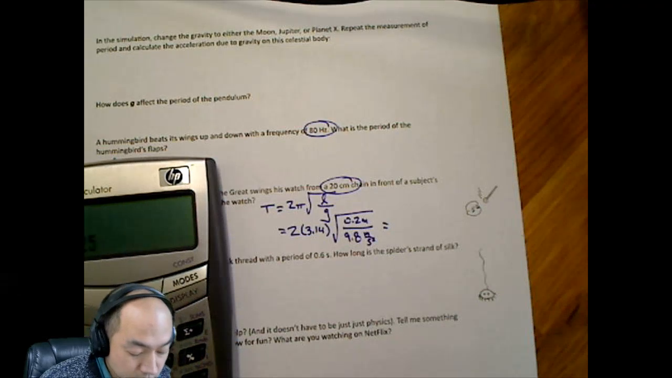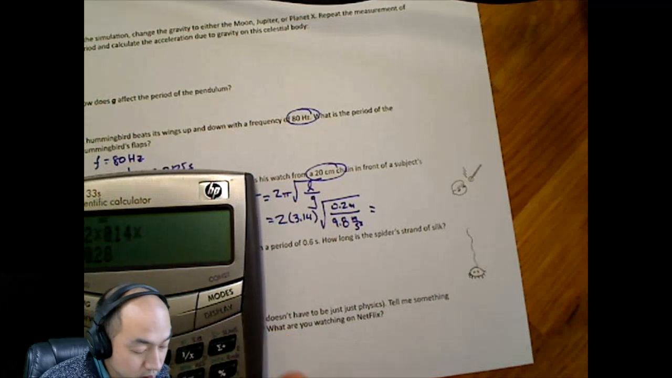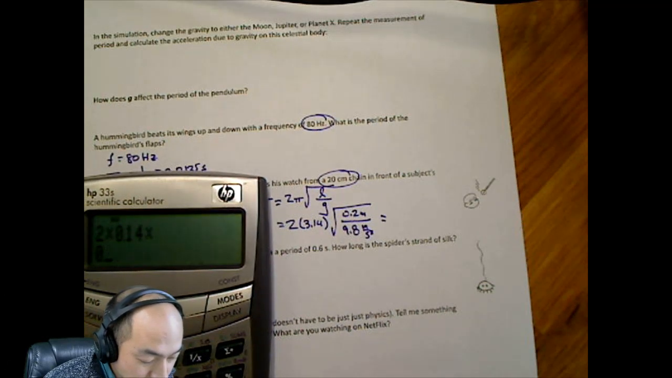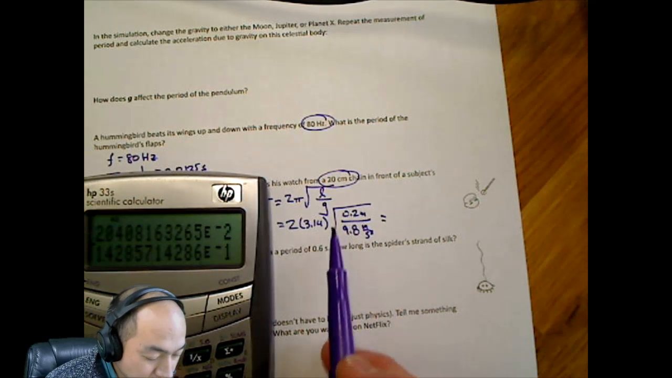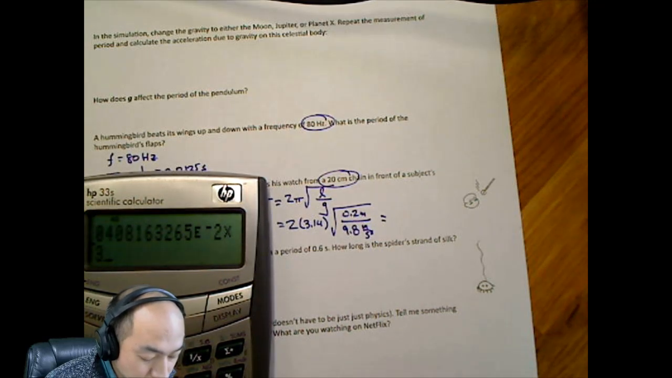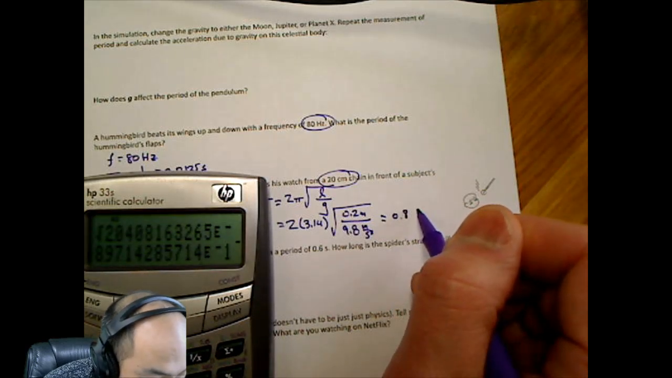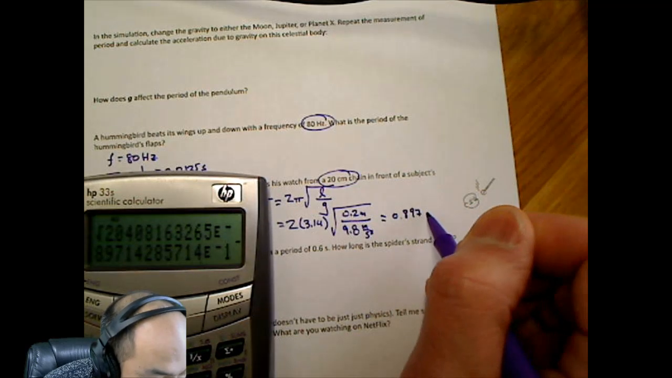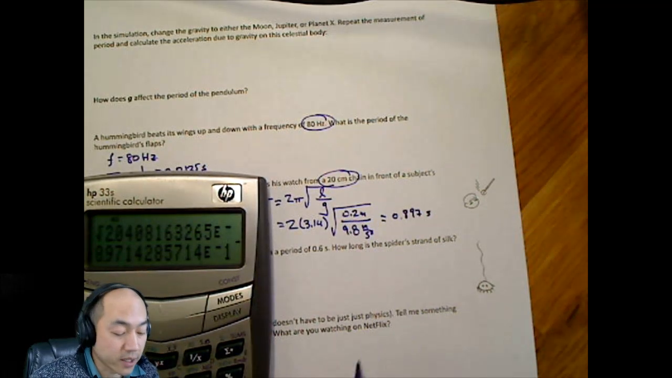If we do this, we should get 2 times 3.14 times 0.2. Actually, let's see, I'm going to do this part first. 0.2 divided by 9.8 gives me this part. I'm going to take the square root of that, and then times 3.14 times 2. This gives me 0.897 seconds.